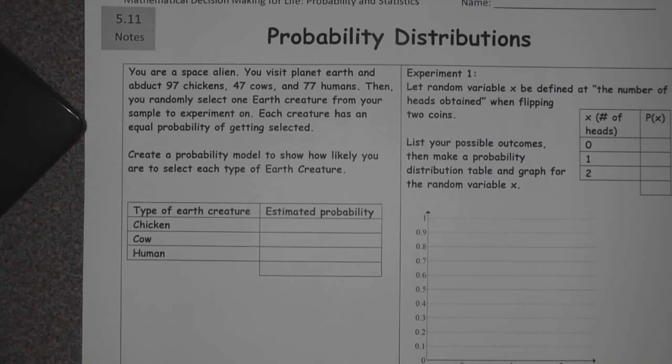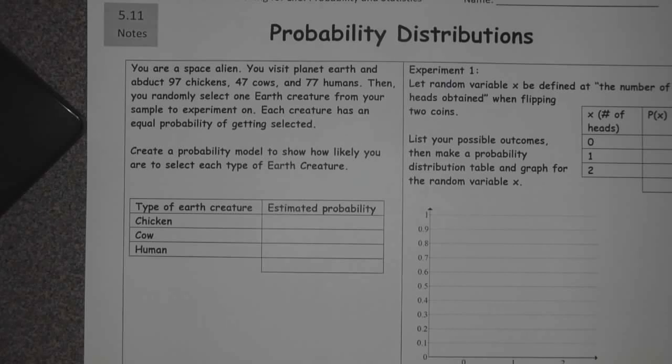Okay, this is note-taking guide 5.11 for mathematical decision making for life. Today we're going to talk about something called probability distributions. And just like on the bell work when we drew those bar graphs, we're going to do the same kind of thing here. But let's take a look at this first example.